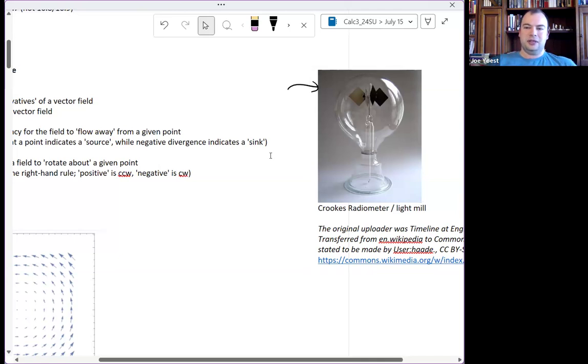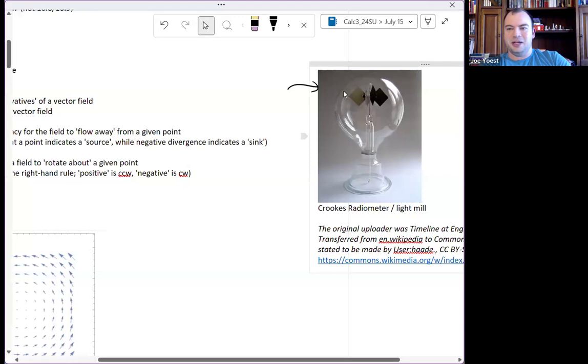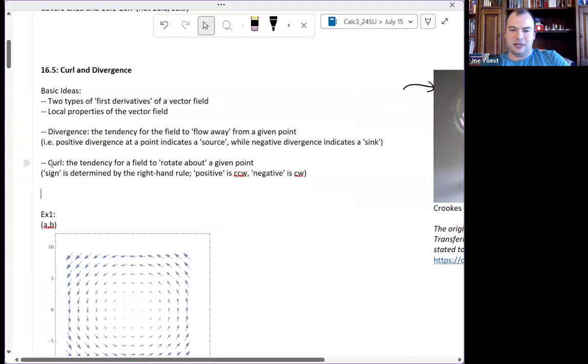And when light hits it, it bounces off. And I feel like it should bounce off of the white and be absorbed by the black and spin in the direction where the black comes toward you and the white goes away. But I would have to think about that for a minute. I feel like there's something counterintuitive there. But anyway, the light hits this and causes it to spin. And that's what I think about when I think about curl.